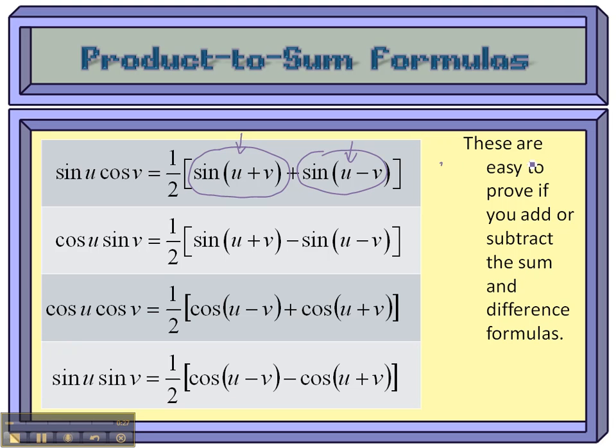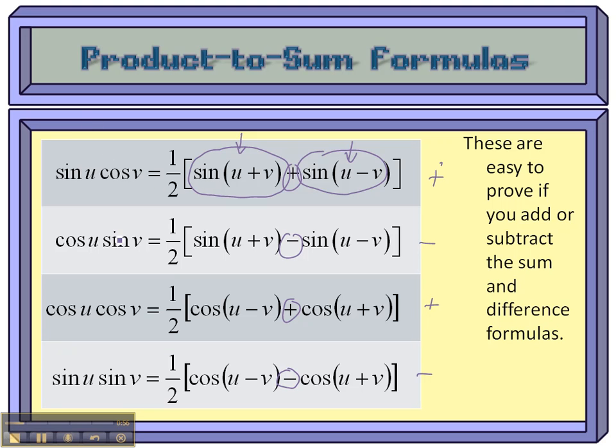As a matter of fact, if you look over here on the right hand side, it says these things are really easy to prove if you just add and subtract the sum and difference formulas. And we're going to do that in just a little bit. You can see here I'd be adding those. This one, obviously, I'd be subtracting them, adding them for cosine, the difference plus the sum of them, and for the cosine, I'd be subtracting the difference minus the sum.